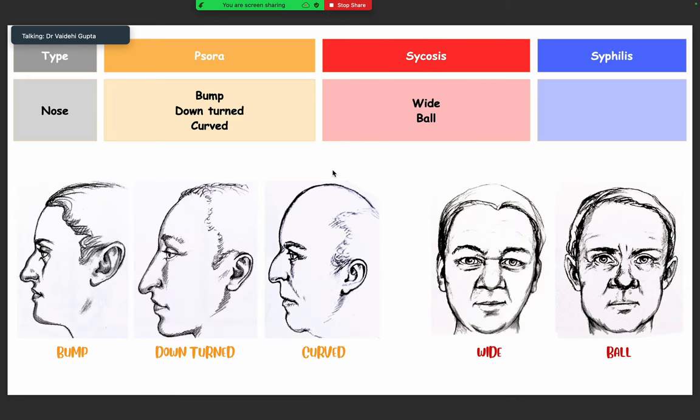So comparing Psora and Sycosis, in Psora there would be a bump on the nose, there may be a downturned nose, like a slightly downward projection near the junction of nose and face, or there may be a curved nose. While in Sycosis, it may be wide with a broad area, or it may look like a ball.